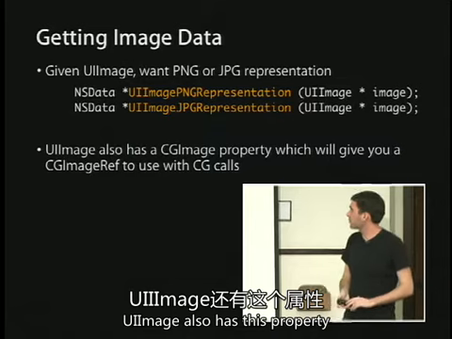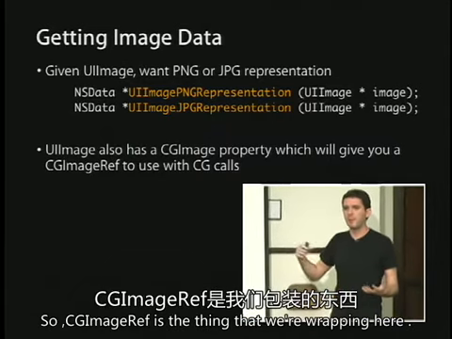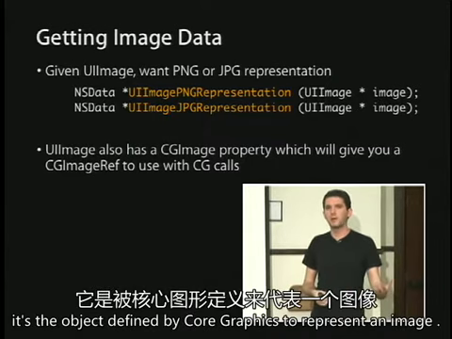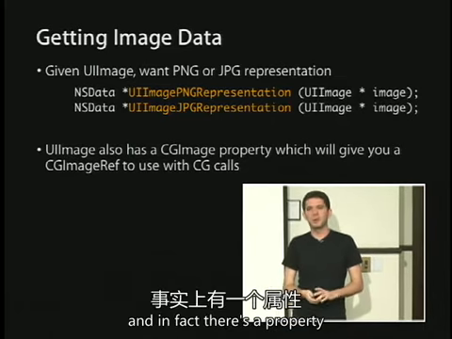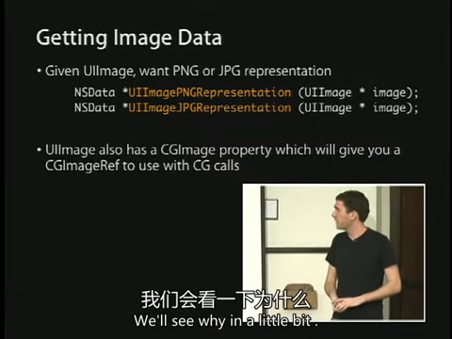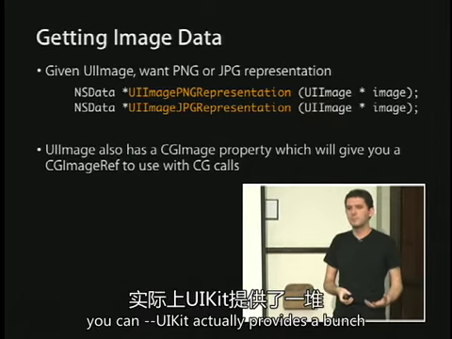UIImage also has this property that'll give you back the CG image ref. So CG image ref is the thing that we're wrapping here. The CG image is the core graphics image. It's the object defined by core graphics to represent an image. UIImage is just a wrapper around that. And in fact, there's a property that lets you get at the CG image. You might want to do that. We'll see why in a little bit. If you actually want to use some of the core graphics image manipulation functions, you can.